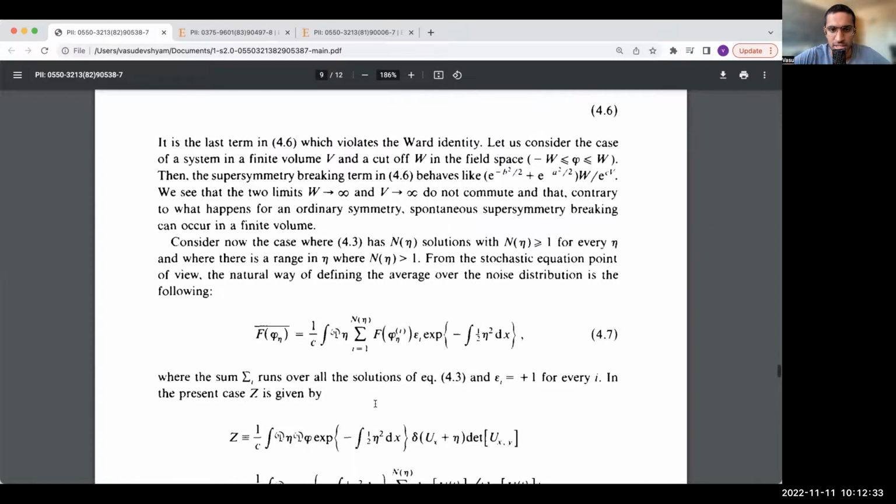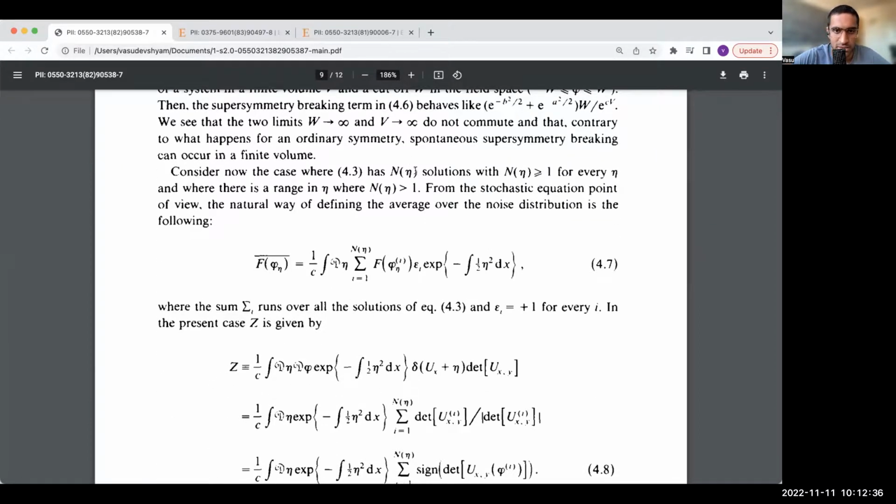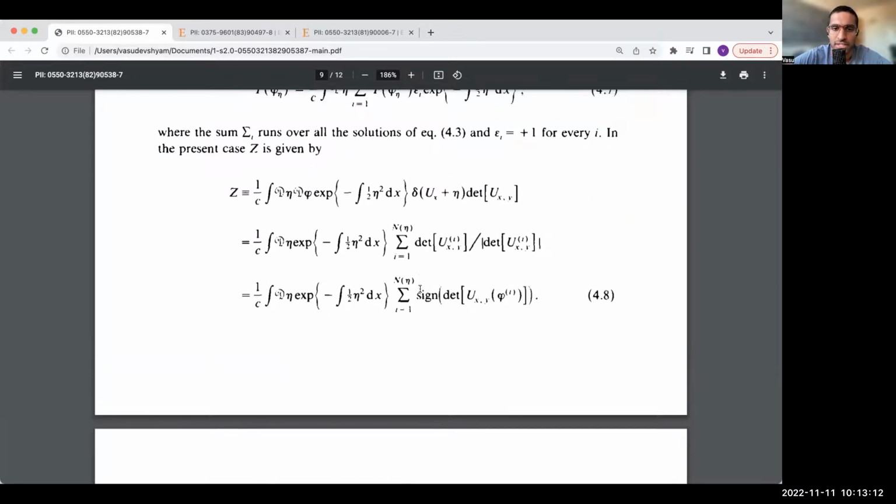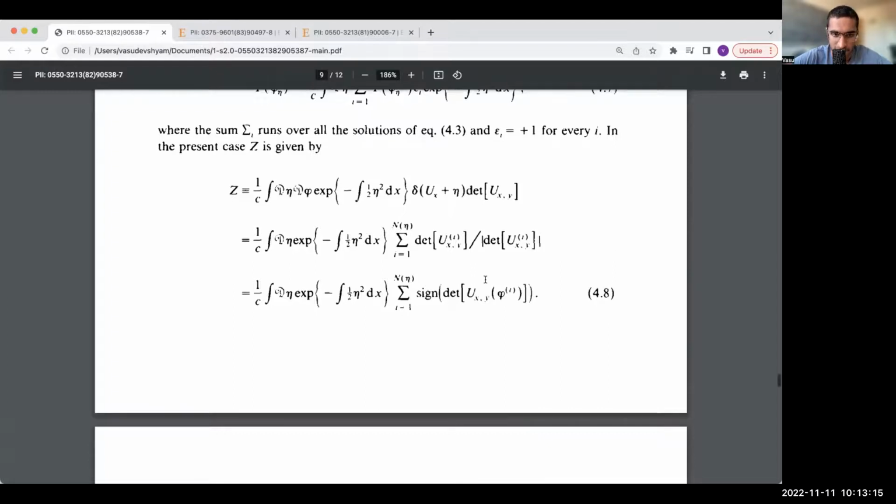It's easier to look at the case where it has too many solutions, which is what they describe here. So say this equation has n of eta solutions, with n of eta being greater than 1. And from the stochastic equation point of view, what we would do is define noise averages using the following expression, right? And so epsilon is +1 for every I. In the present case, what we're going to see is the following expression. And what's going to happen is that when we use up the eta integral, we're going to get a sum. Because there's multiple solutions, we're going to get a sum of the determinant divided by the modulus of the determinant for each I, right? And what is that going to be? That's going to become a sum over the sign of the determinant, right?